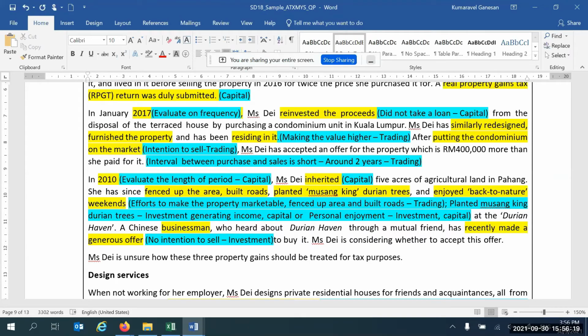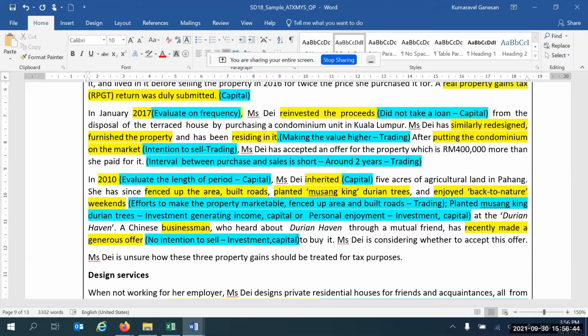Traps. Okay, Chinese businessman who heard about Durian Heaven recently made a generous offer. So no intention to sell. Investment, which is capital in nature. So this is very easy. The points are definitely, conclusion is capital because the length of period is very long. And she actually enjoyed it.